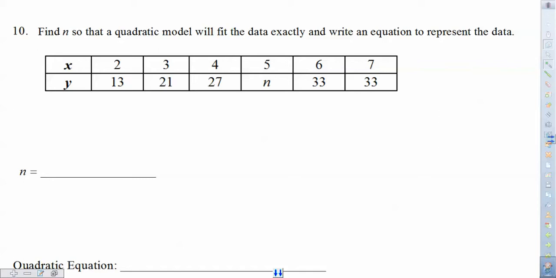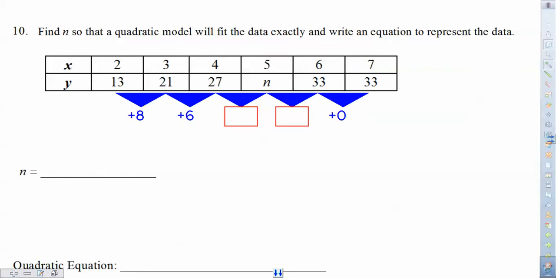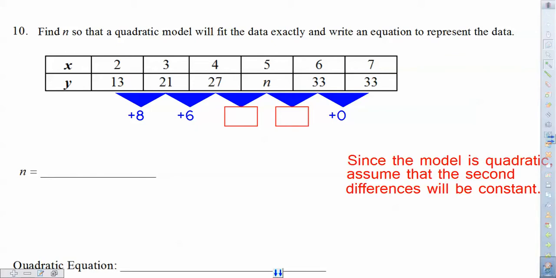How about this one, number 10? Determining what that n is. A couple things we do know about this. We have all the data around n. We also know that this was a quadratic model. So if it's a quadratic model, then what we can do here is run through the first differences, which would lead us here. Went up 8, up 6. We don't know what those ones were. But now, because this thing is quadratic, we can assume that the second differences will be constant.